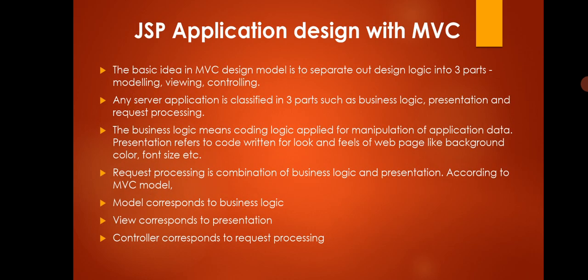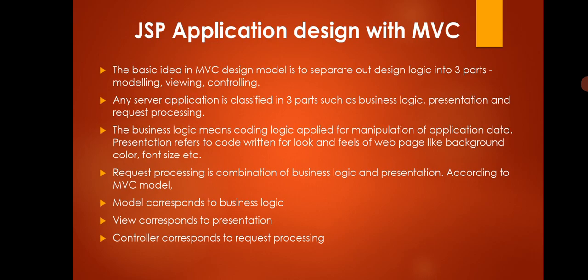And the next one is JSP application design with MVC. MVC stands for Model View Controller. The basic idea in the MVC design model is to separate out design logic into three parts. First one is modeling, second one is viewing, and third one is controlling. Here any server application is classified into three parts such as business logic, presentation, and request processing. The business logic means coding logic applied for manipulation of application data. The presentation refers to code written for the look and feel of a page, like background color, font size, etc.